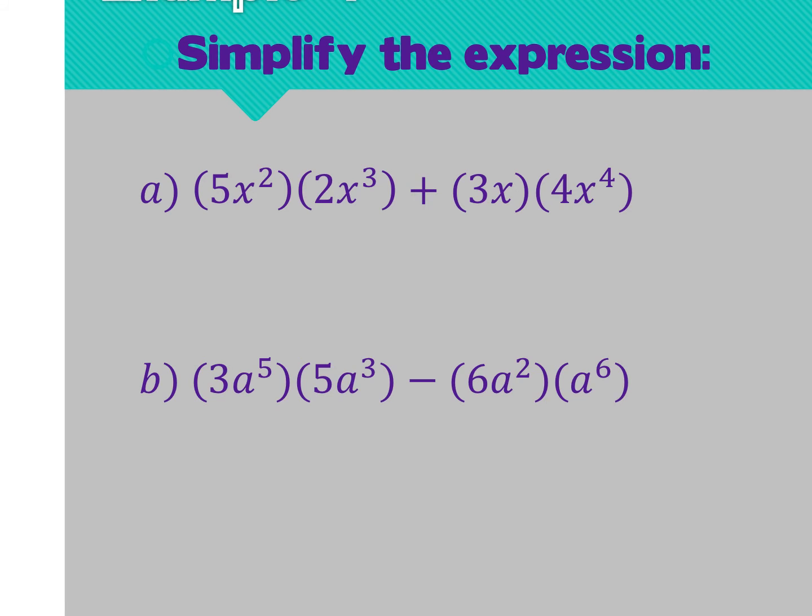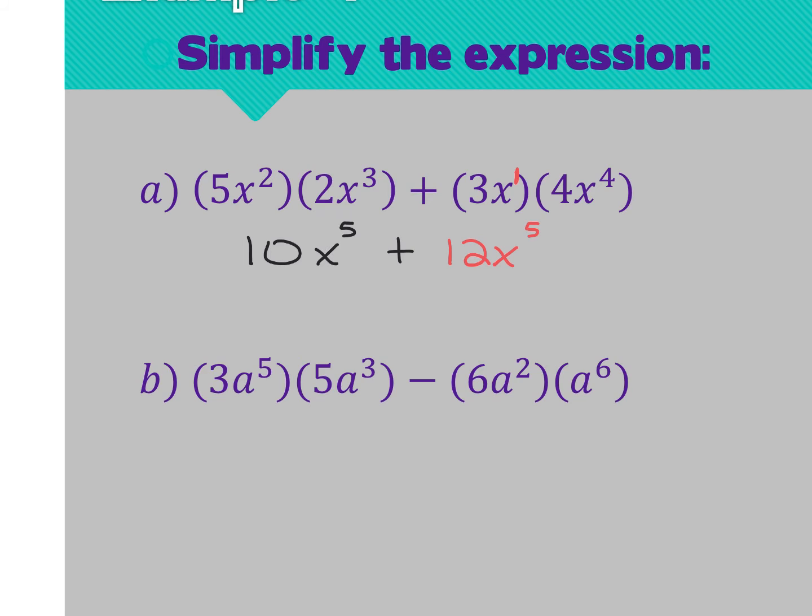So we'll do the left side here first. We'll multiply the coefficients. So 5 times 2 is 10. x squared times x cubed is x to the fifth. We add those powers. And then I'm going to do the right side of the plus sign. 3 times 4 is 12. Again, remember, assume the little 1 here. x to the fifth. Now, if you remember back from your Algebra 1 days, these are like terms.